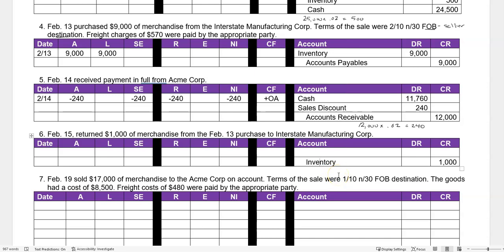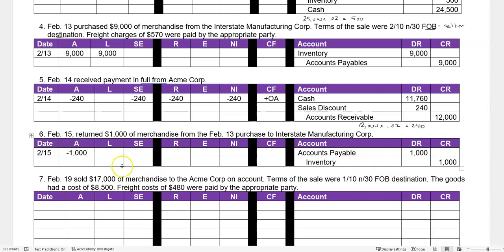Okay, be very careful with that. Think, am I the buyer? If you are the buyer, do not use a sales account. If you are the seller, then you're allowed to use sales accounts. All right, and this is going to reduce the amount we owe. Once we return them, we do not have to pay for them, so we're going to get a $1,000 credit to our account. So we owe them 9,000. We just returned $1,000, so now net we only owe them 8,000. So what's happening here on February 15th? Well, our assets are going down by $1,000.